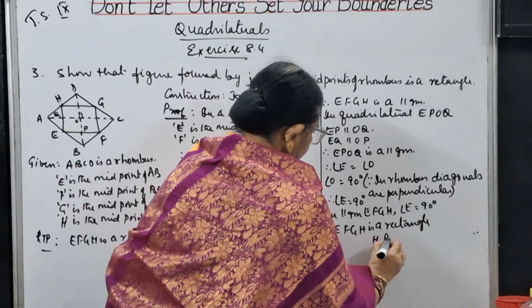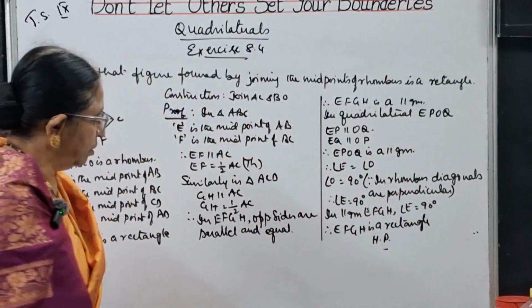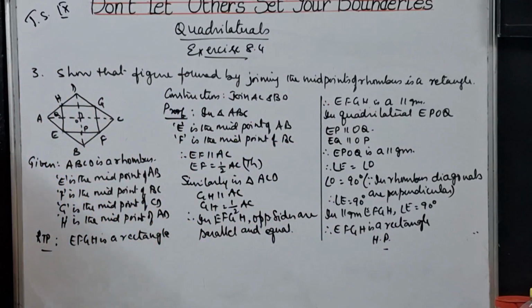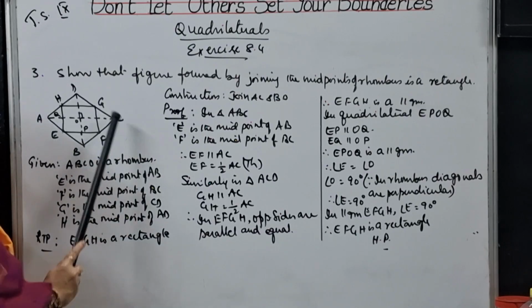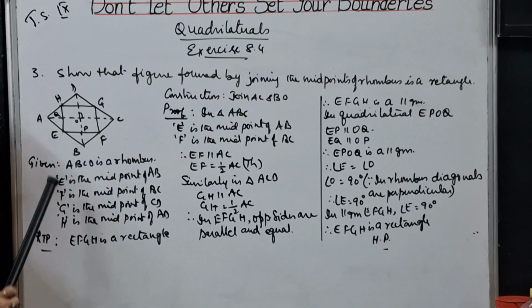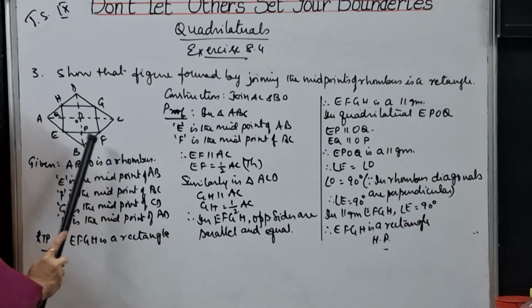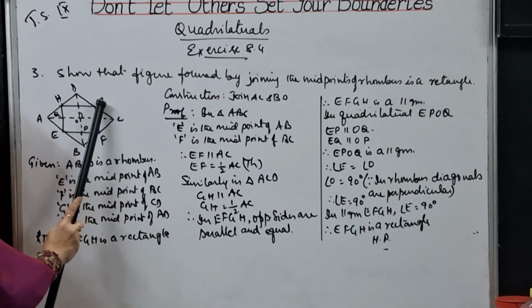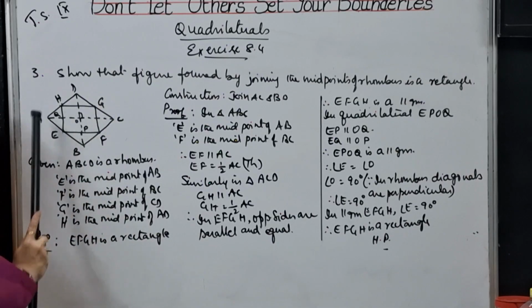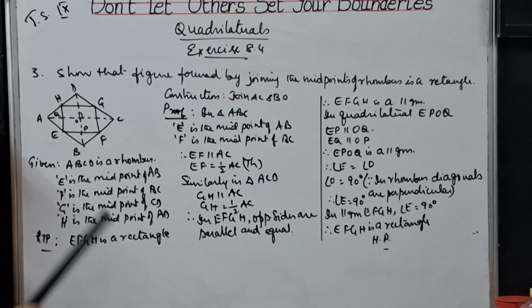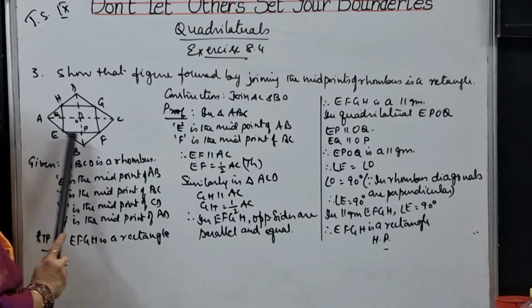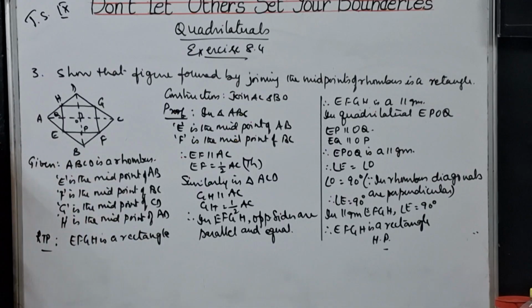Hence proved. This is the proof of this problem, children. So let us go through it once again. What did they give? ABCD is a rhombus. E is the midpoint of AB. F is the midpoint of BC. G is the midpoint of CD. H is the midpoint of AD. And they are asking us to prove that EFGH is a rectangle.